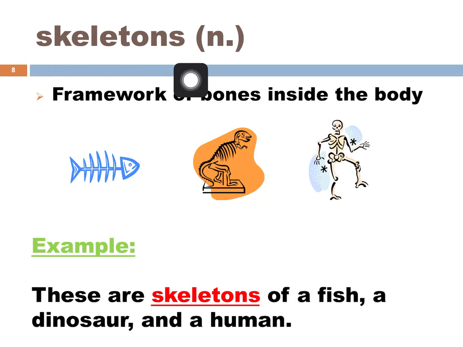Next we have skeletons. Skeletons is a noun and it means framework of bones inside the body. For example, these are skeletons of a fish, a dinosaur, and a human. Here are the skeletons.